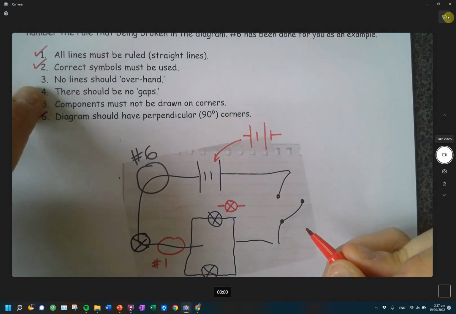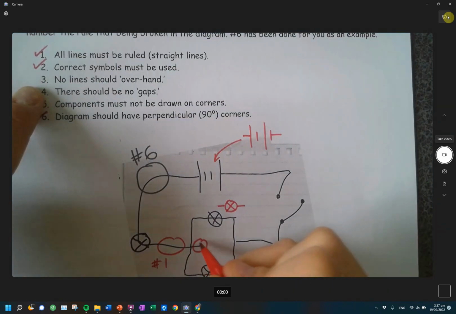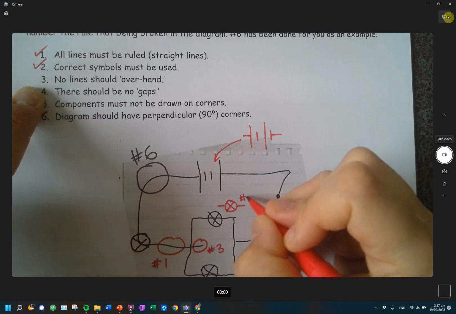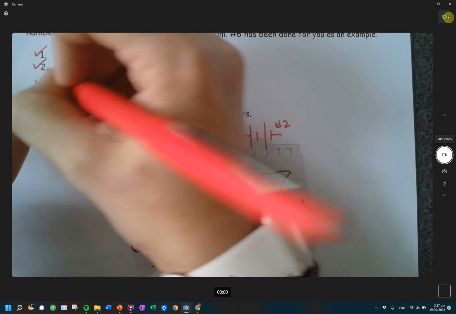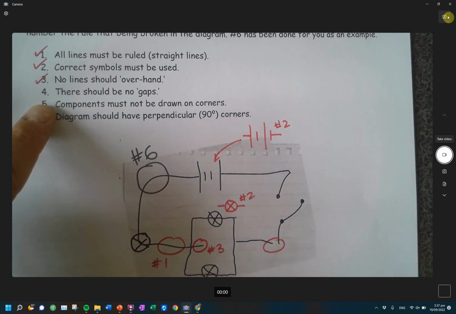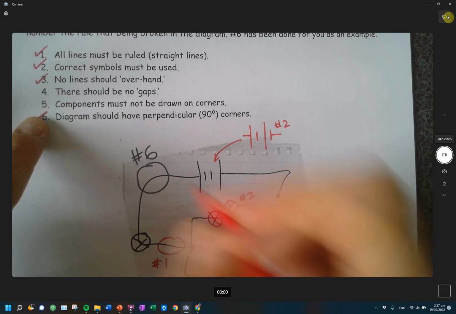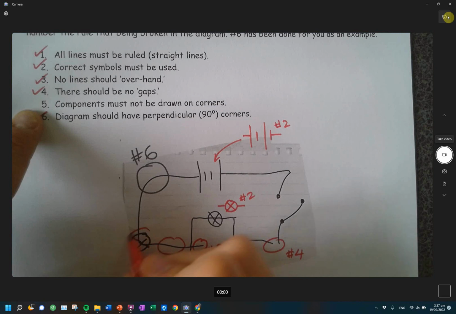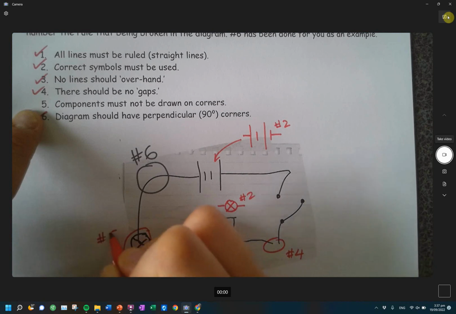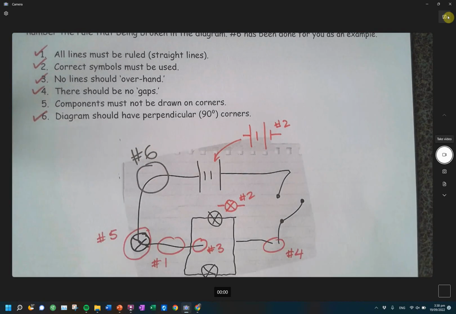Third one is no overhangs of lines. This is an example of an overhang. There should be no gaps. Here's an example of a gap. And components should not be drawn on the corner. So here's a component that's drawn on the corner. So those are my 6 mistakes in my example drawing.